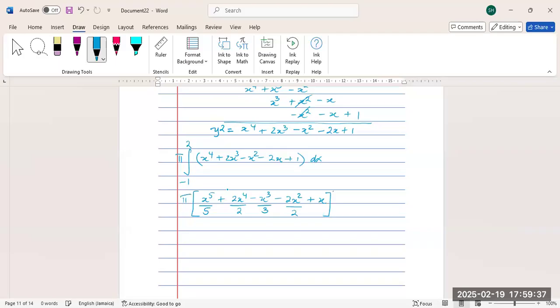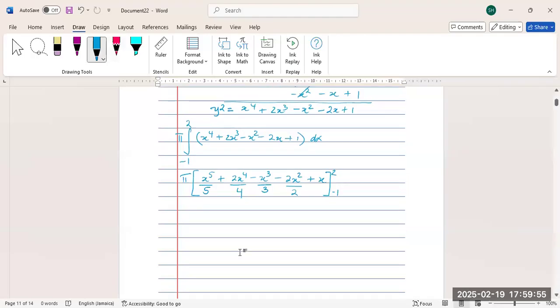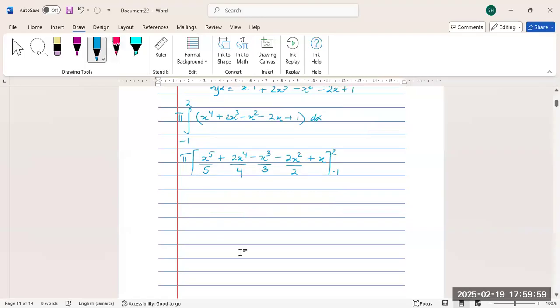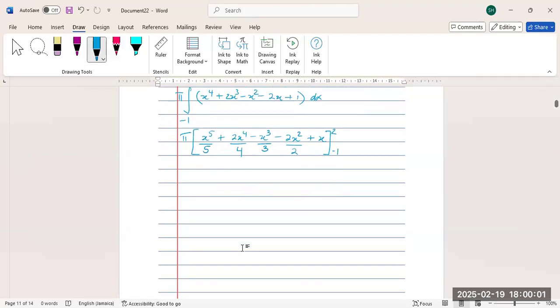Sir, would it be 2x to the fourth over 2 or 2x to the fourth over 4? 2x to the fourth over 4. Everything else is correct? Yes, sir. Good job. If I want, I can simplify.